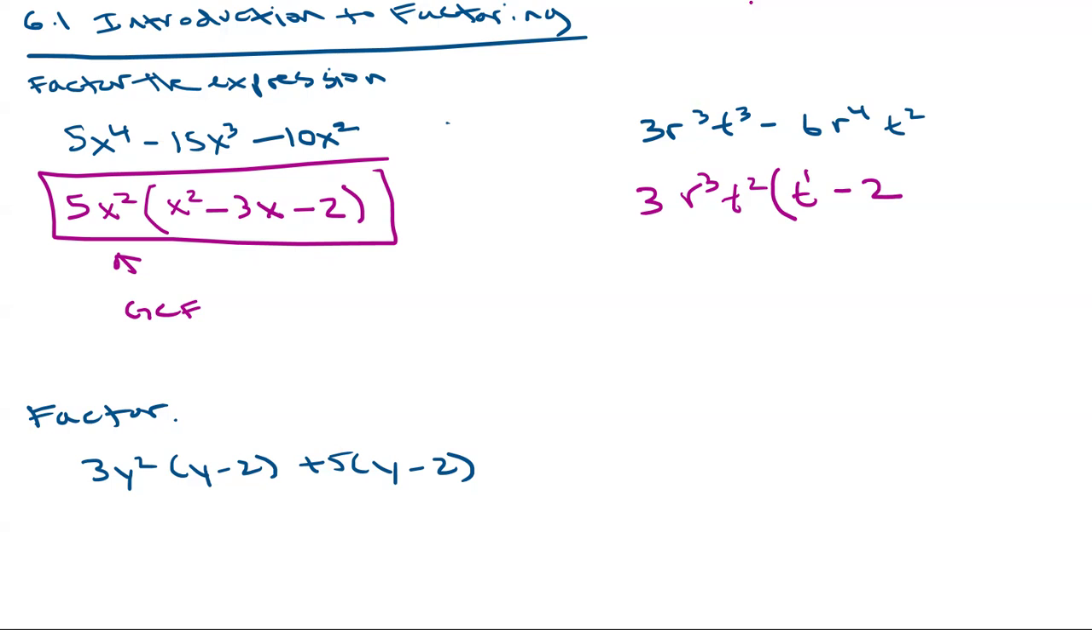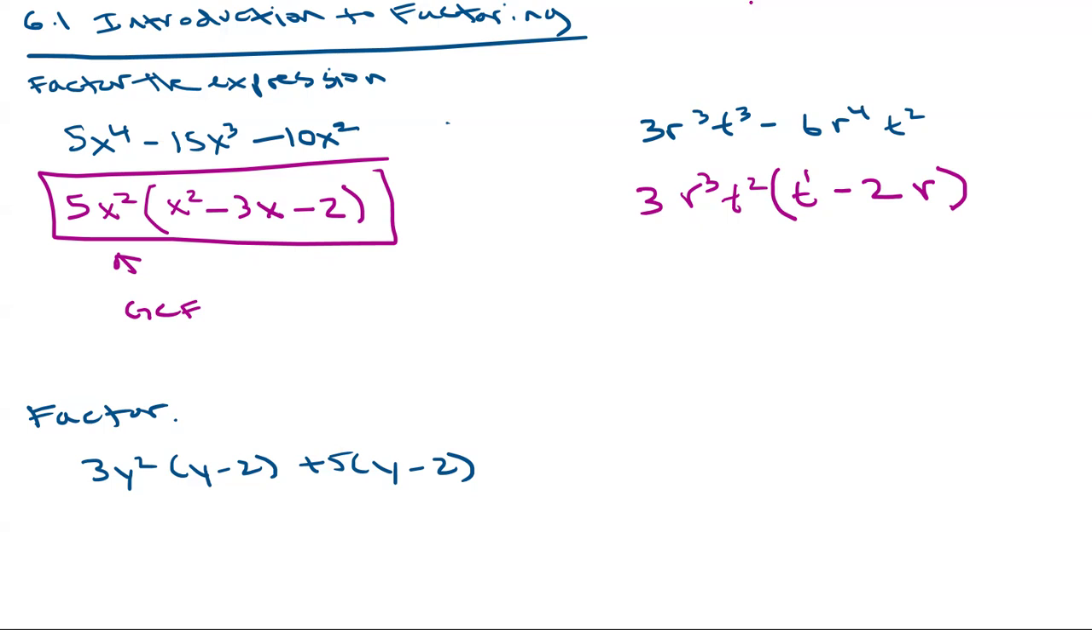For the r to the fourth, we have r left over, because we already used up 3, so we need one more. And for the t squared, it's the same, so we just leave it alone.